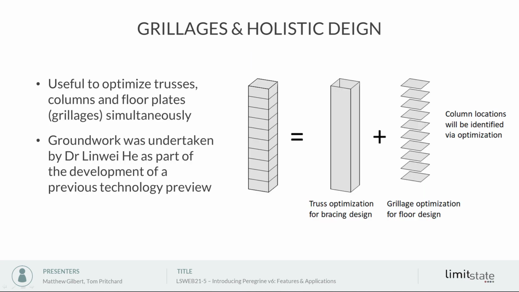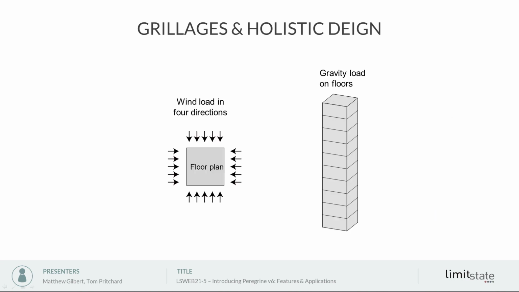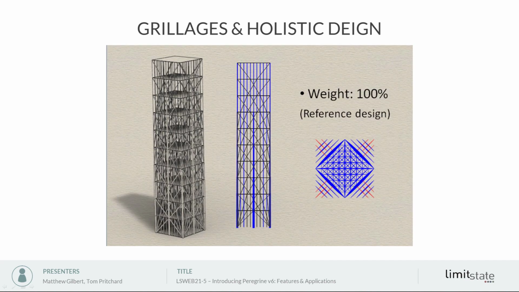And it's useful to optimize trusses, columns and floor plates simultaneously, and the groundwork for that was undertaken by Dr. Lin Wei-He as part of the development of a previous technology preview version of Peregrine itself, and effectively having the floors plus the truss bracing and the grillages all together is this holistic design. And the example we're going to look at here is a very simple one of 10 floors with gravity loading on them and 4 wind loaded directions, so one for each face.